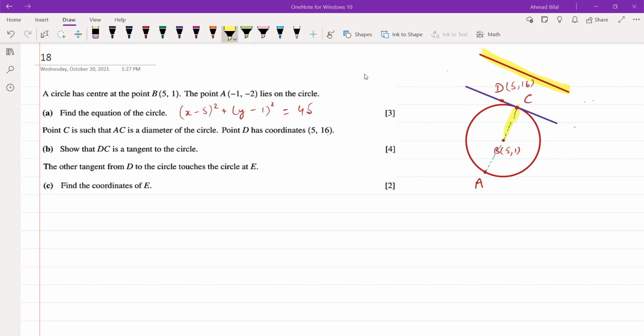What's another condition for a line to be a tangent to a circle? It touches the circle at one point, right? It has to touch the circle at some point. It can't just be anywhere outside the circle like this. It has to touch the circle at a point. So these are the two conditions that we have to show.